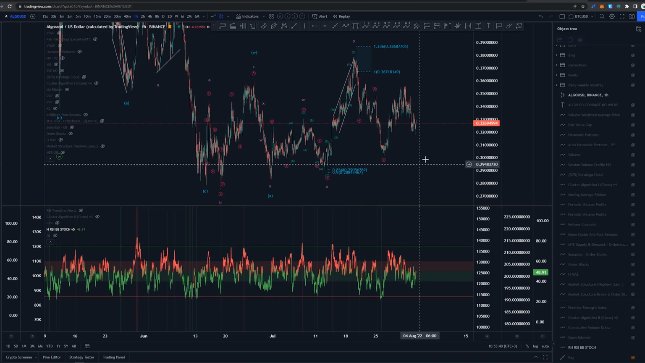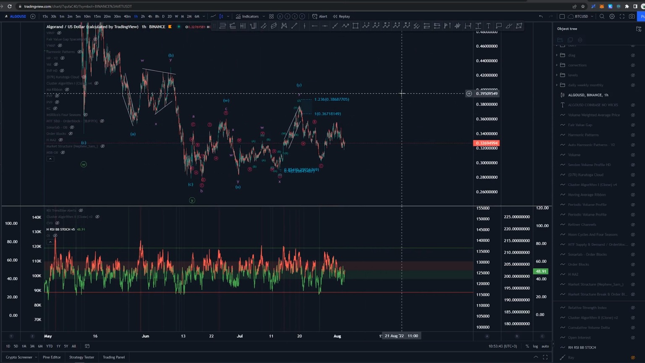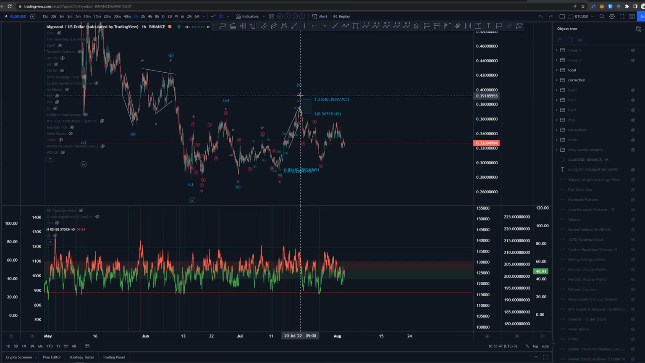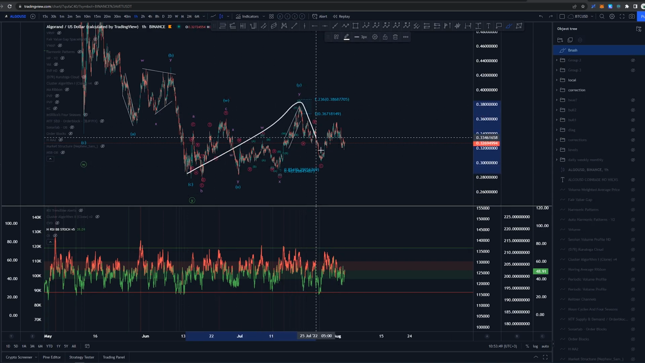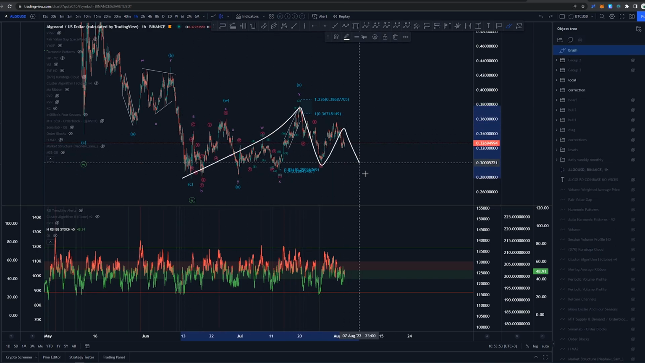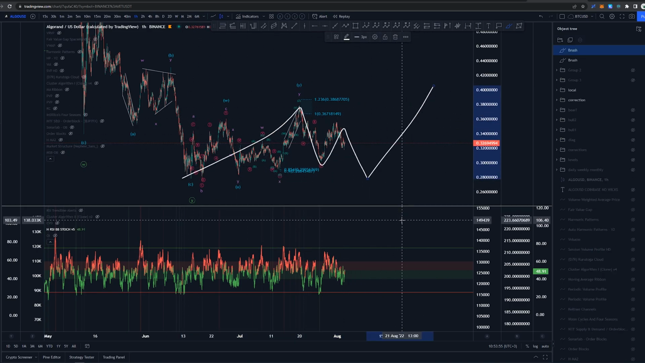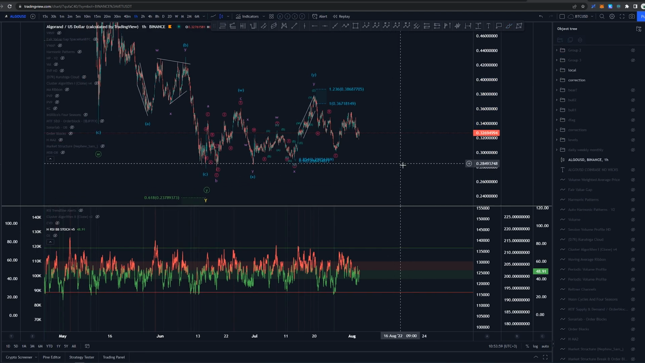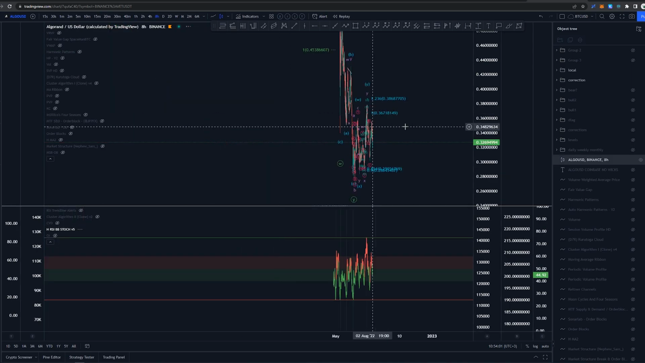So at the moment, that is my analysis. Overall, if this is indeed a first wave, we could be looking at this as a connector wave, so we can do something like this, or we could be doing something like this to connect to a higher structure. But those are the overall thoughts I have on Algorand at the very moment.